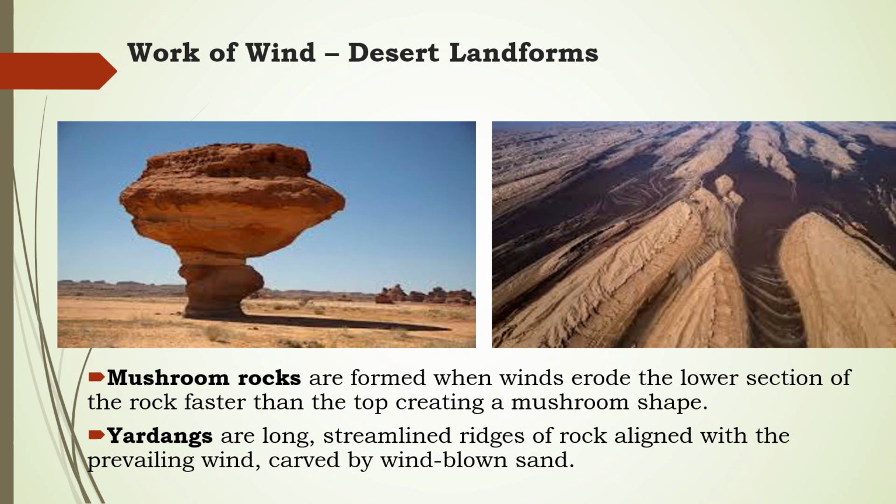Wind, too, is responsible for reshaping the existing rocks and landforms. Mushroom rocks are formed when winds erode the lower section of the rock faster than the top, creating a mushroom shape. Yardangs are long, streamlined ridges of rock aligned with the prevailing wind, carved by wind-blown sand.